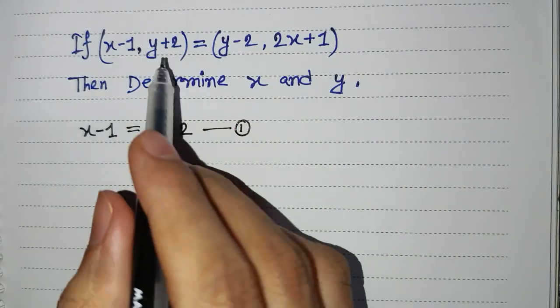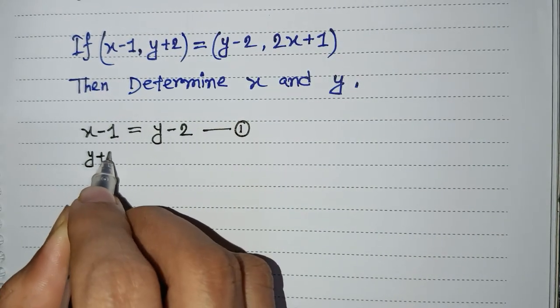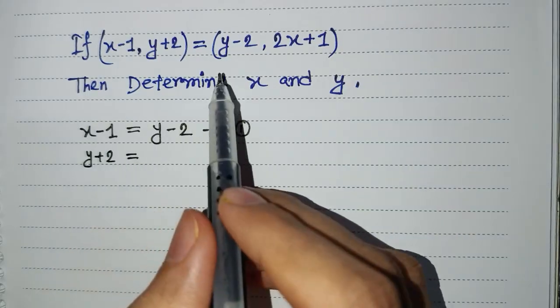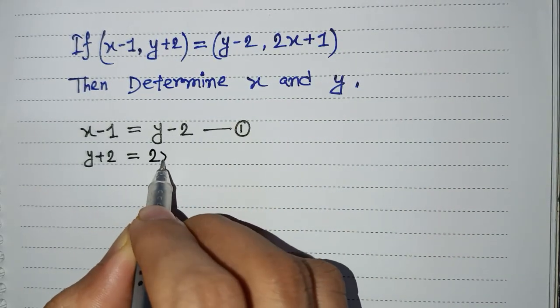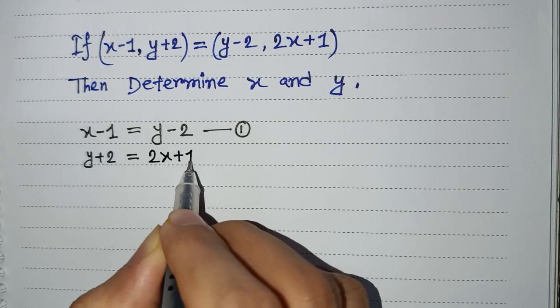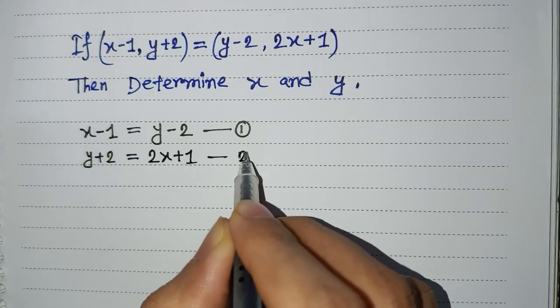Next, y plus 2 respectively equals 2x plus 1, and this one is equation number 2.